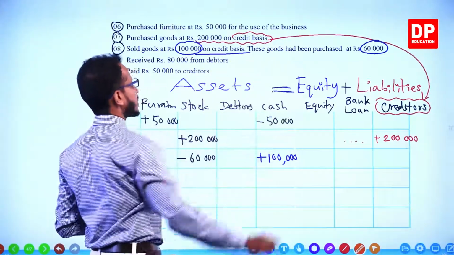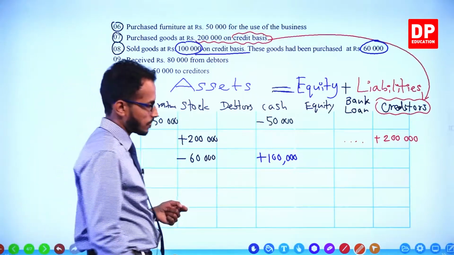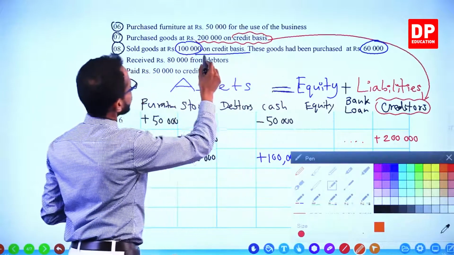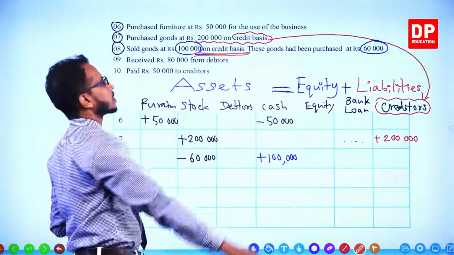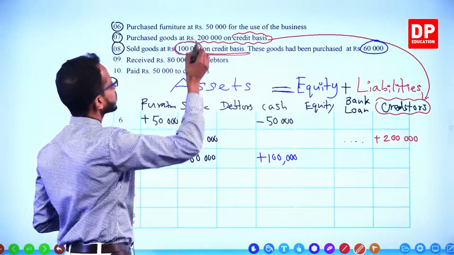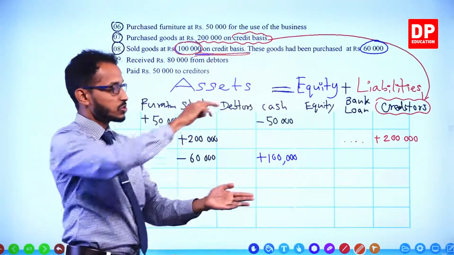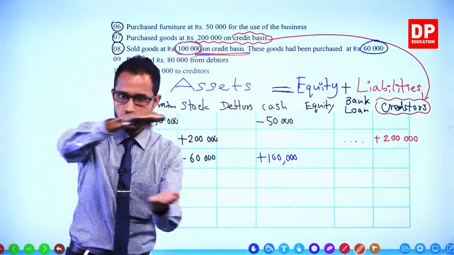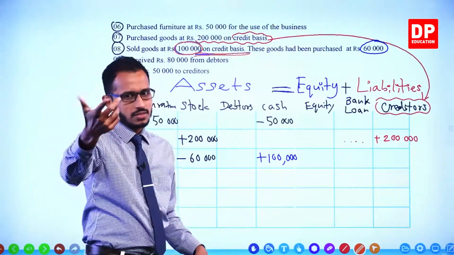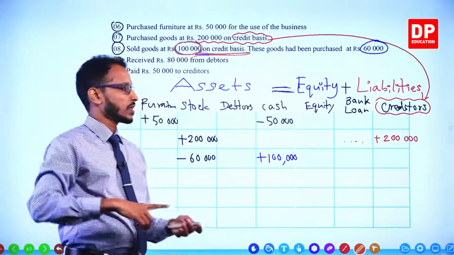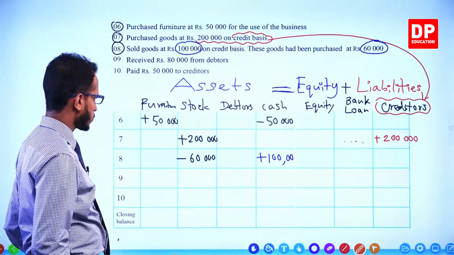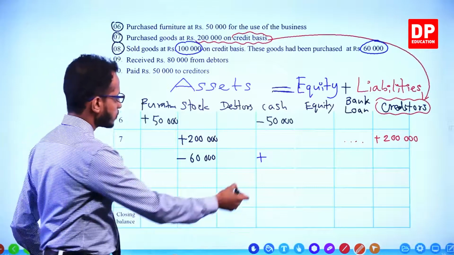Children, notice this credit basis. Didn't you notice that? We did not get the money. That's what it means. Sold goods for 100,000, that's correct, but credit basis. Goods we sold, so goods decreased. Goods went out. Cash didn't come in. The transaction was done on credit basis. Cash, no. That means you can't put this 100,000 here.